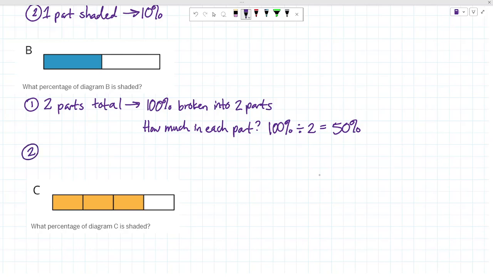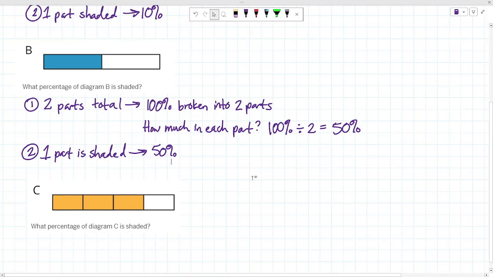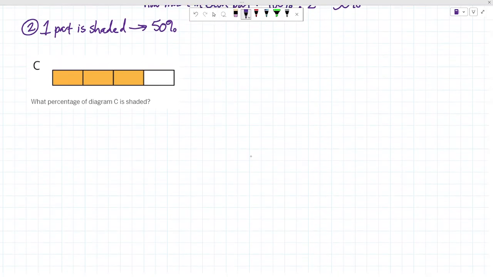So number 2, part 2 of this problem, one part is shaded. So what percentage of the diagram is shaded? 50%. Whereas look, if both of them were shaded, if 2 parts were shaded, that would be 100%. The entire thing would be shaded. Okay, part C.